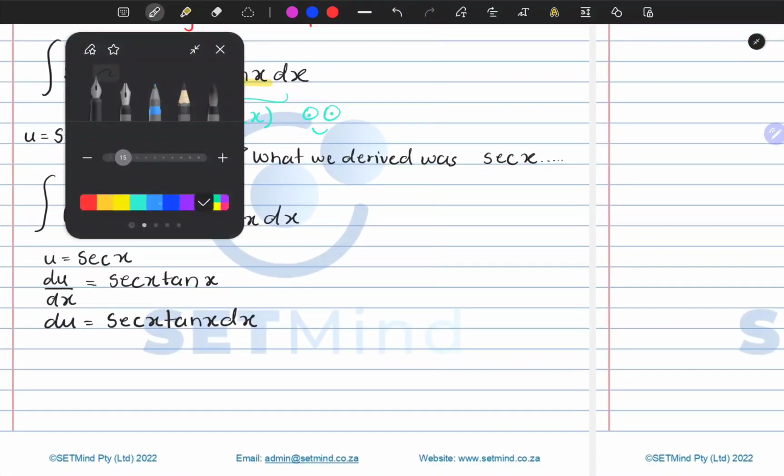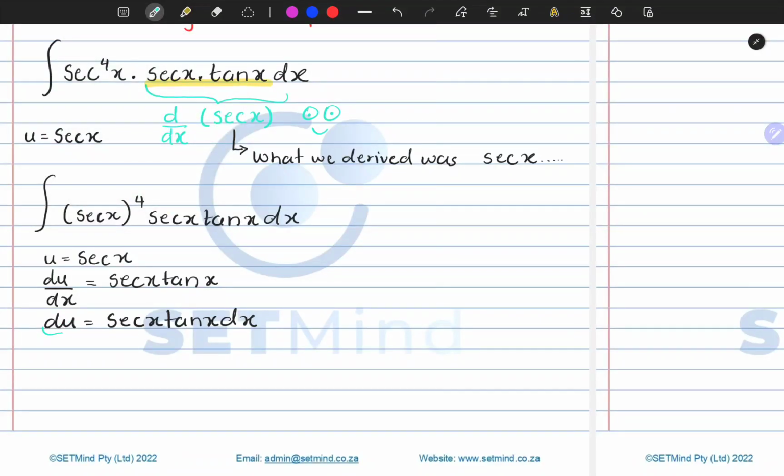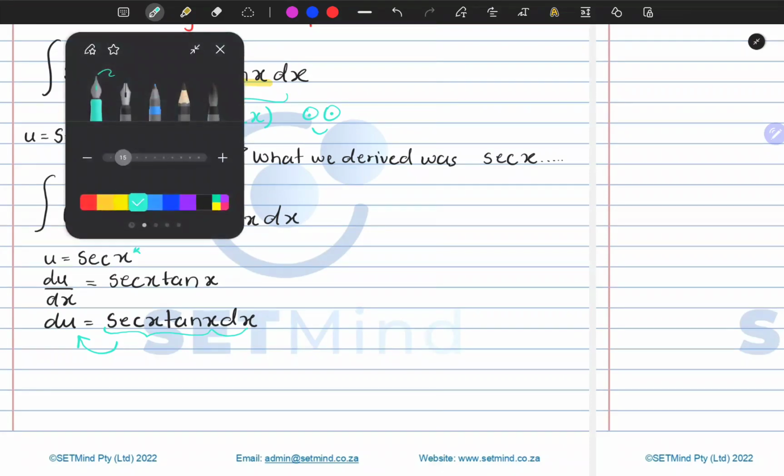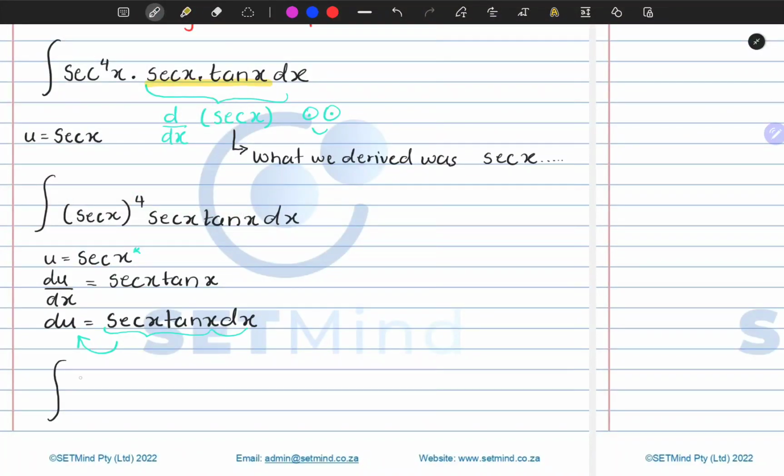So what does this mean? Wherever we see sec tan x dx, this can be replaced with du. And wherever we see sec, we can replace it with u. So our integral becomes: we said sec is u, and there was a power of 4. And our expression has sec tan x dx, which we just found can be equated to du. So I just have u to the power of 4 du.